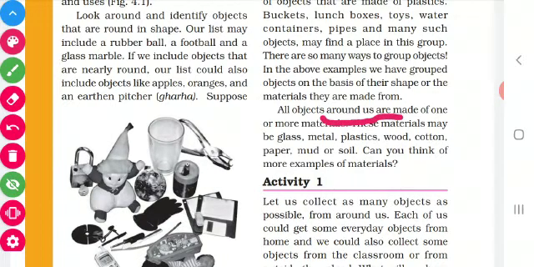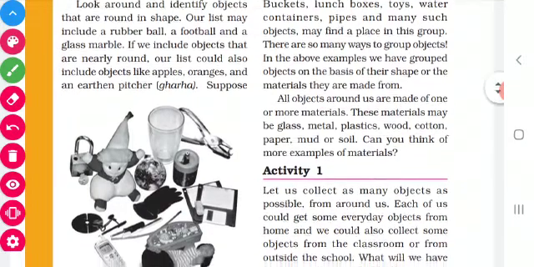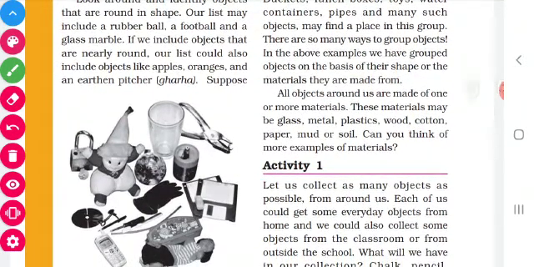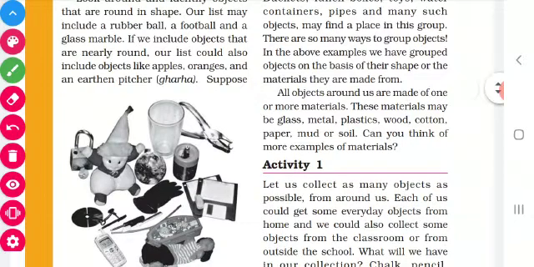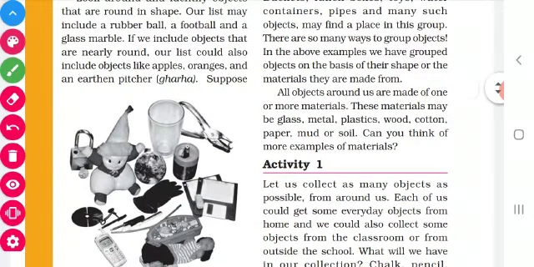All objects around us are made up of one or more materials. So there are many objects around us, and they can be made of one or more materials. For example, take a tumbler, the tumbler which is used to drink water.